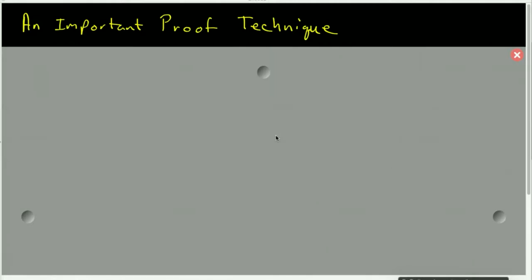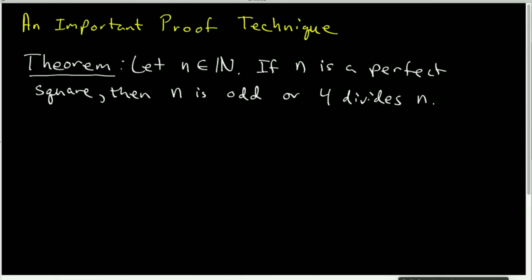In this video, we will review an important proof technique that you should have learned in your techniques of proof class, but you might have forgotten some of the details. This is a proof technique for theorems that have a specific logical structure. So to illustrate the logical structure, I want to look at the theorem that is shown.